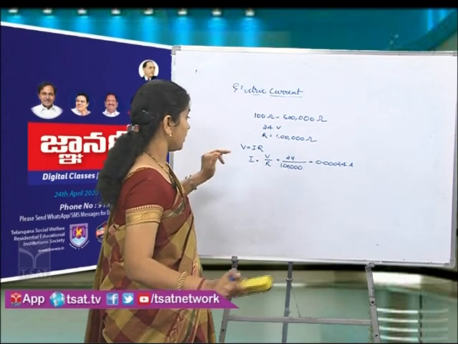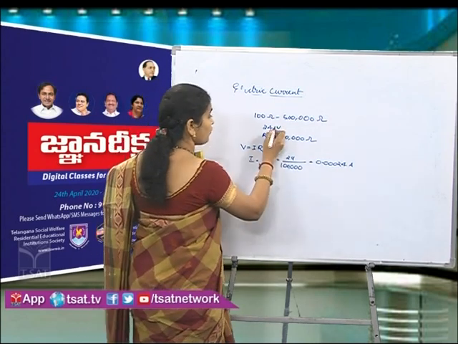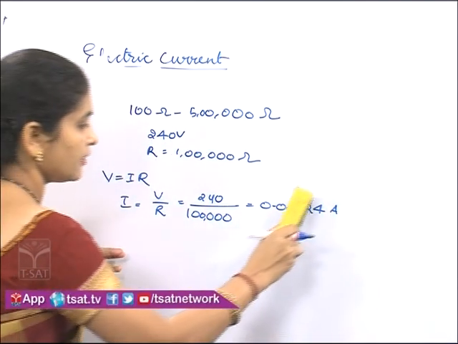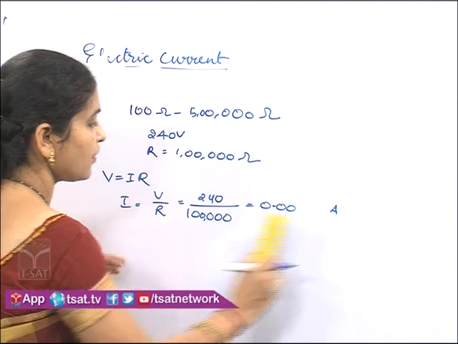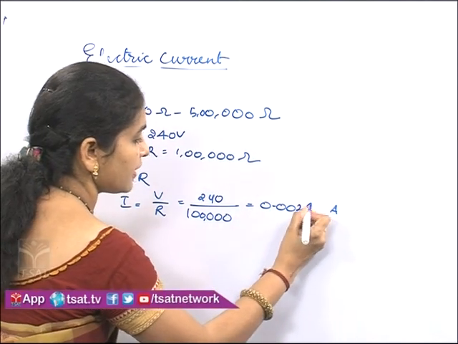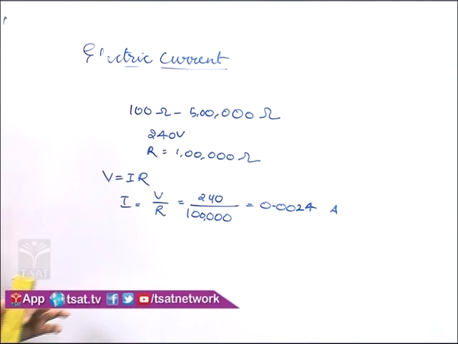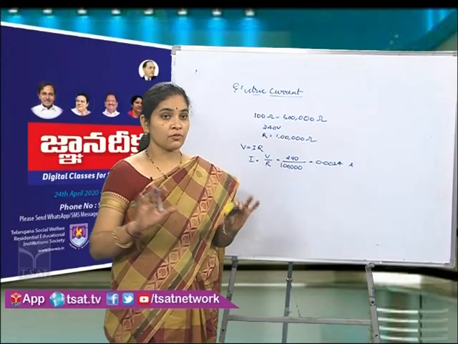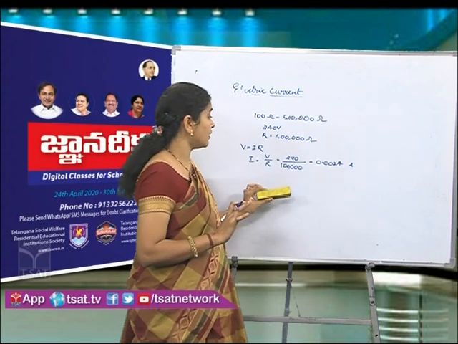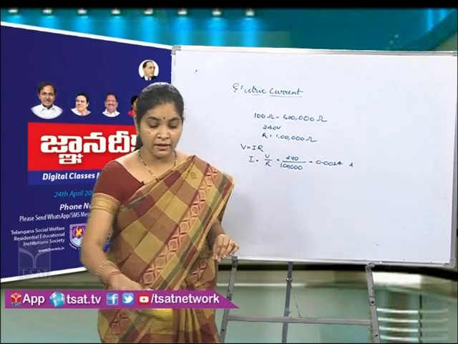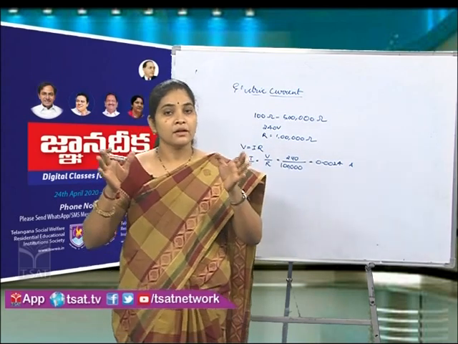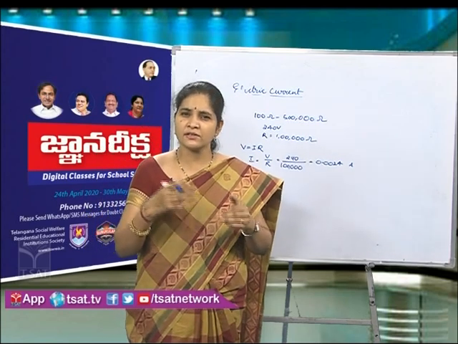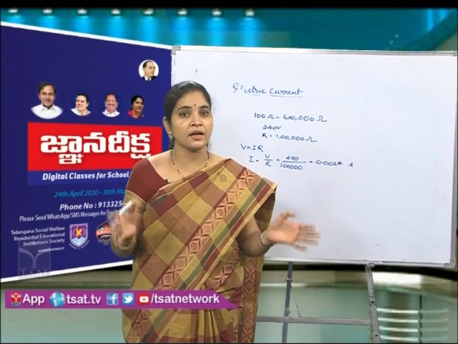Suppose a person touches a 240 volt live wire, then the amount of current passing through his body is equal to 0.0024 amperes, and this current is quite harmful. It will affect the human body. It will start disturbing the functions of internal organs in the body, and this disturbance we call electric shock.